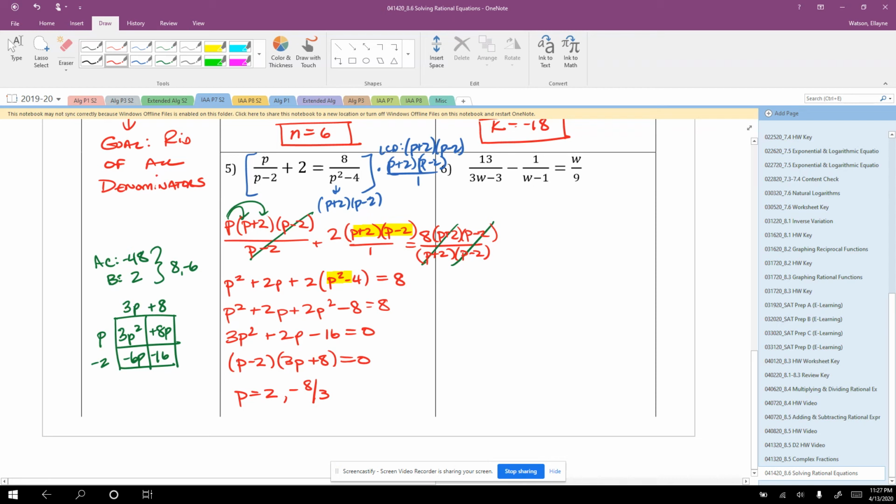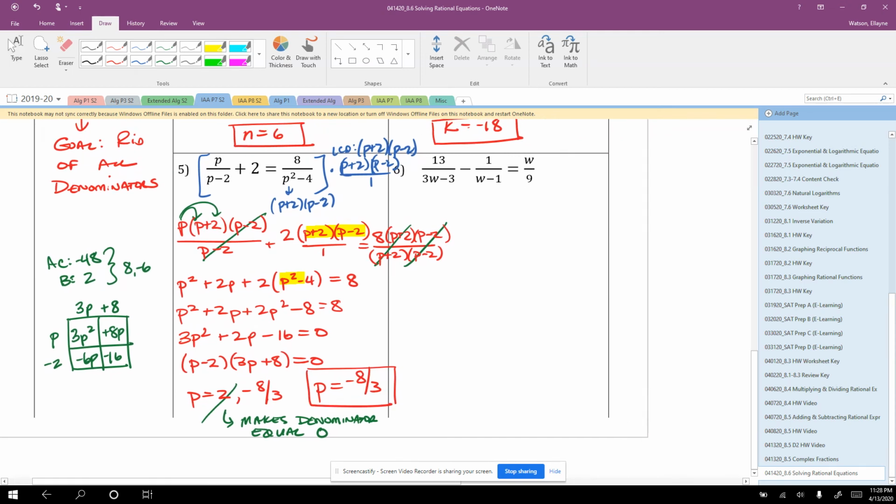Now, check your solutions. If I plug in 2, does it make any of my denominators equal 0? It does. So I'm going to cross that out. So I'm going to say makes denominator equals 0. So that's what we've been talking about as a restriction. Okay, and so we don't want to use that one. Try negative 8/3. Negative 8/3 works, so we're going to keep that one. So if you wanted to, just write it again. Your final answer is just negative 8/3.